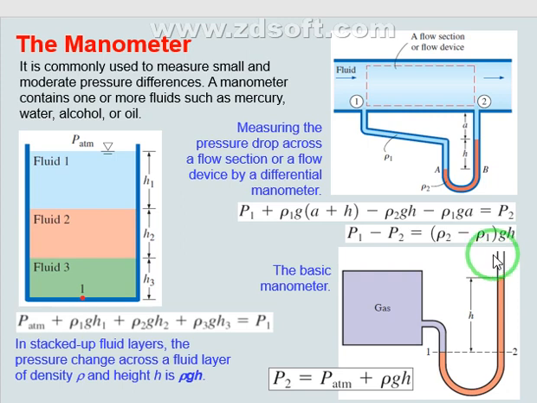If the atmospheric pressure is higher than the gas pressure inside the cylinder or this pipe or whatever, you will see the liquid going down this side and rising up here, right? So this is how we can use the manometer to measure the pressure inside a gas cylinder. If we have a fluid flow, we can also use a manometer to measure the pressure difference between point 1 and point 2.